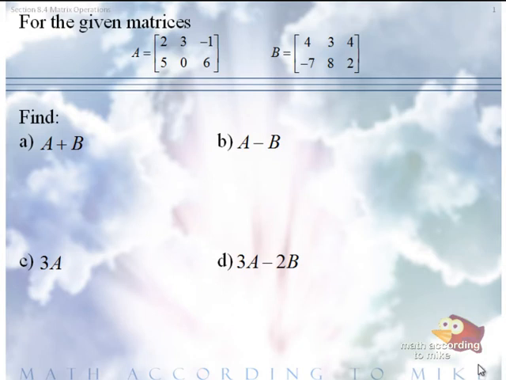do C and D. So for A plus B, if you add a 2 by 3 to another 2 by 3, it makes, unbelievably, a 2 by 3. So just add corresponding entries. What's 2 plus 4? What's 3 plus 3? Negative 1 and 4. Keep going. Yep.